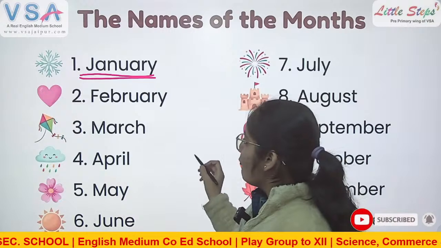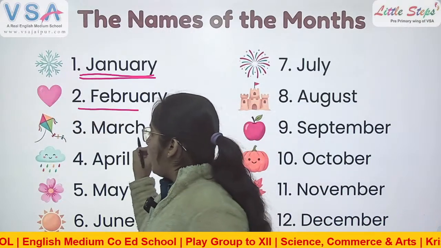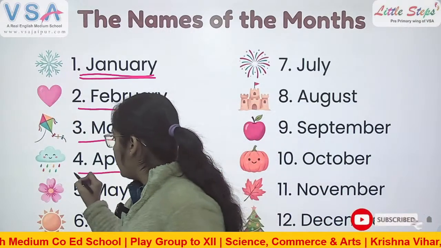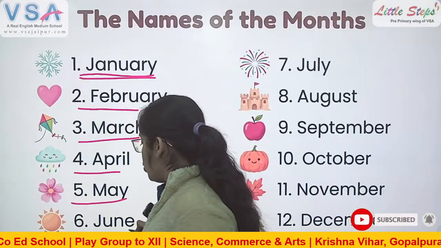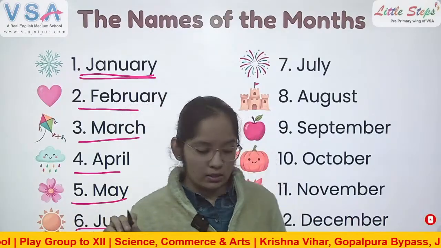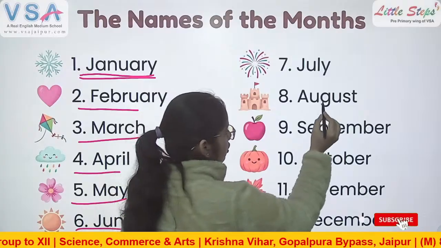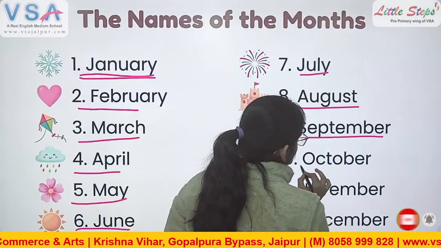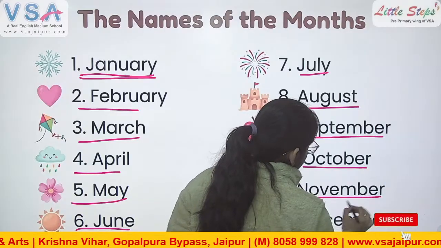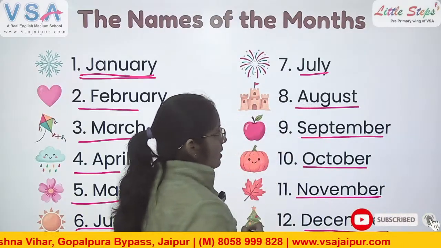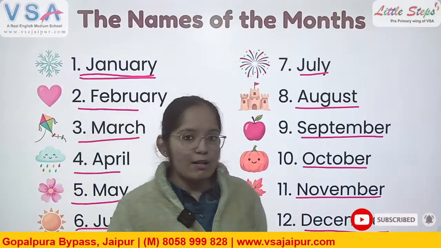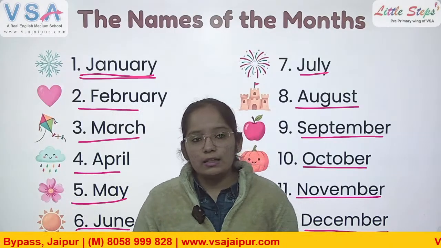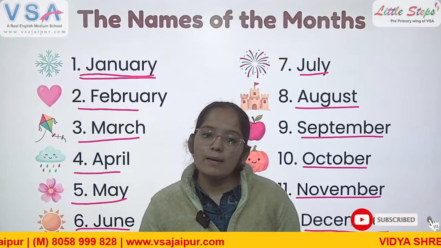Second is February. March, April, May, June, July, August, September, October, November, and December. These are the 12 months of a year. These 12 months make up a year.